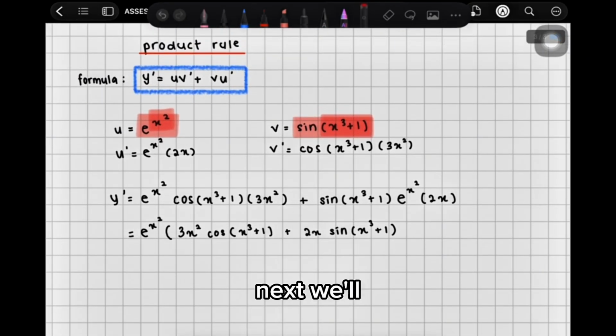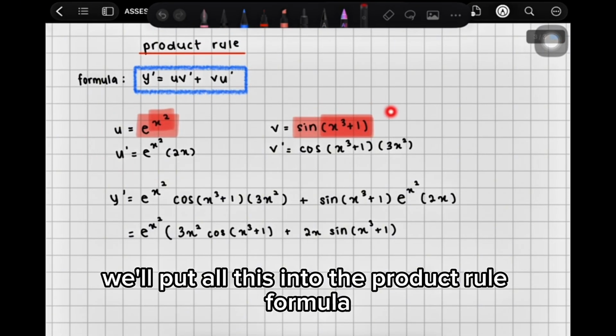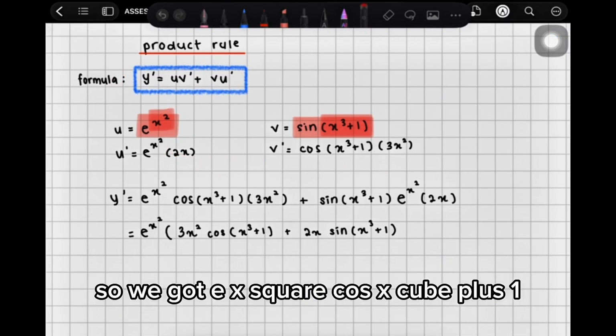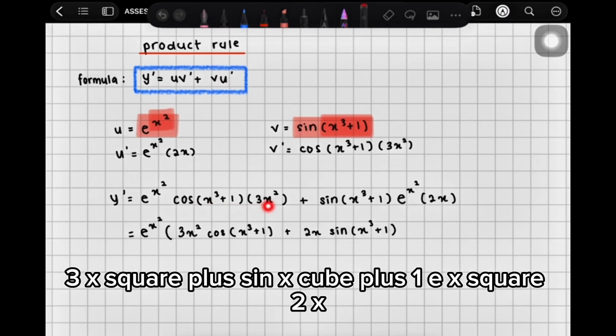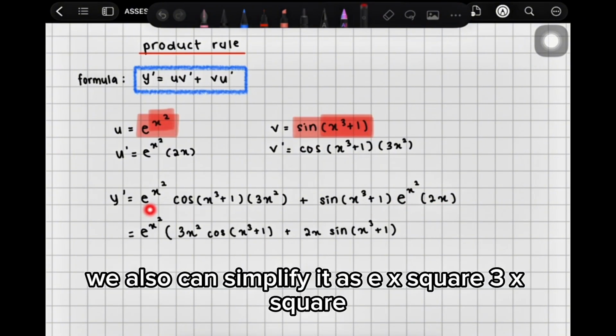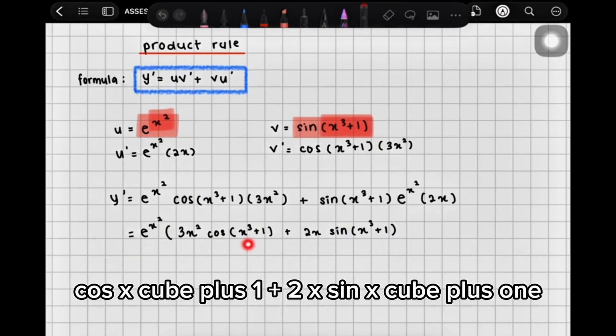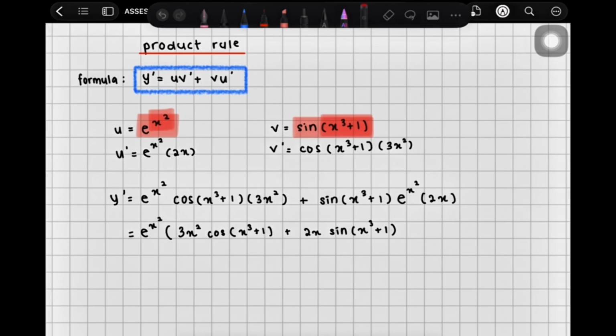Next, we will put all this into the product rule formula. So we got e^x squared cos(x cubed plus 1) times 3x squared plus sine(x cubed plus 1) times e^x squared times 2x. We also can simplify it as e^x squared times [3x squared cos(x cubed plus 1) plus 2x sine(x cubed plus 1)]. That's all from me.